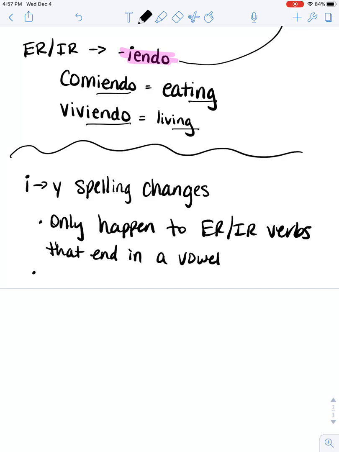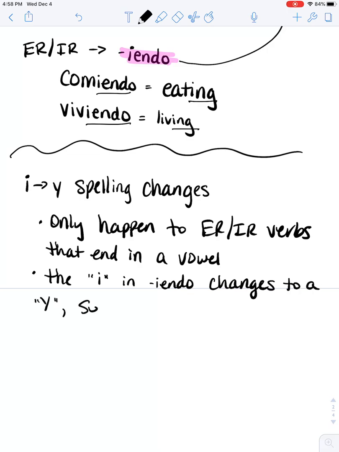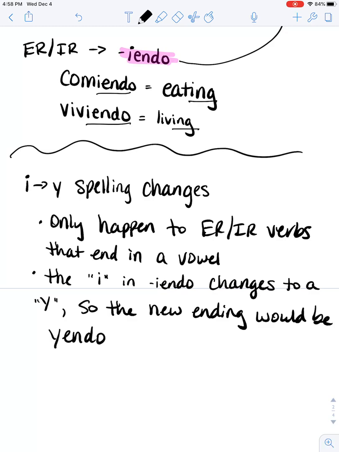All right. The reason we call them that is the I in iendo changes to a Y. So the new ending would be yendo instead of iendo.